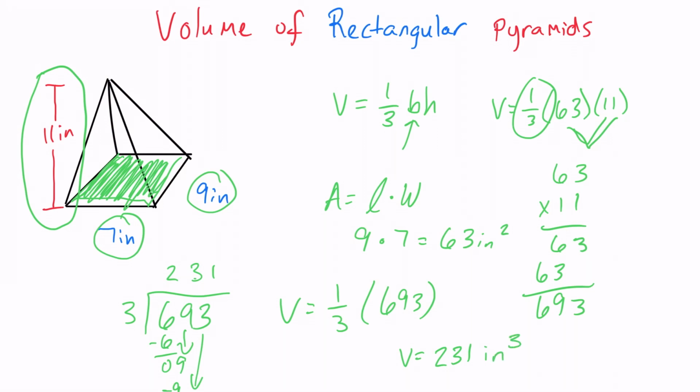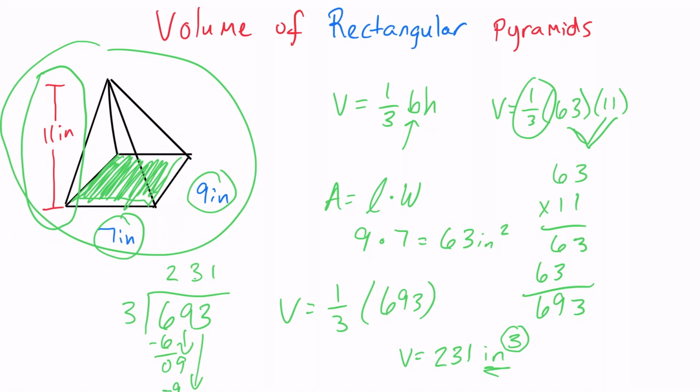Now remember, we are using cubed because we are talking about three-dimensional objects and talking about the volume. So that means we are using cubed, and we're using inches because our unit measurement was in inches. And that is how we find the volume of a rectangular pyramid.